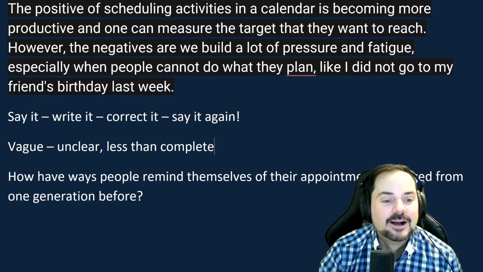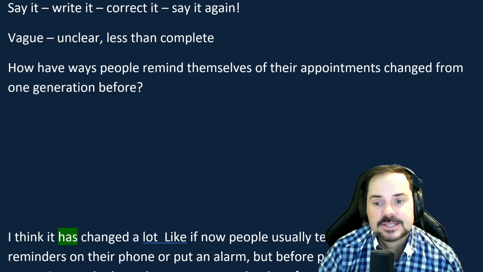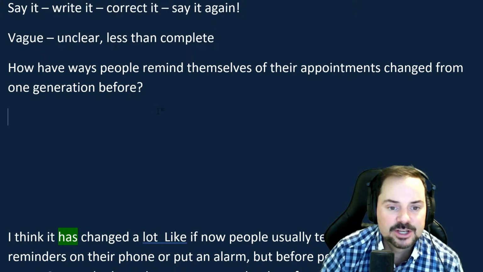All right, so here we go. How have ways people remind themselves of their appointments changed from one generation before?